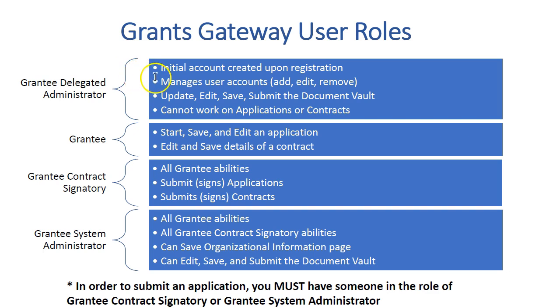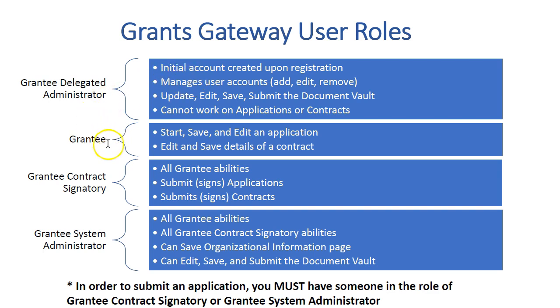This person can do two major things: manage user accounts and update the document vault. The document vault refers to pre-qualification, and that's where you can update documents and policies and procedures and submit them for review. That is a required portion of the Grants Gateway for nonprofits. Again, this user also manages user accounts. They can add, edit, or remove users. We leave it up to you, and specifically your Grantee Delegated Administrators, to decide which people at your organization have access to the Grants Gateway and at what level.